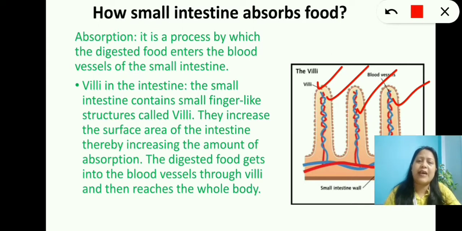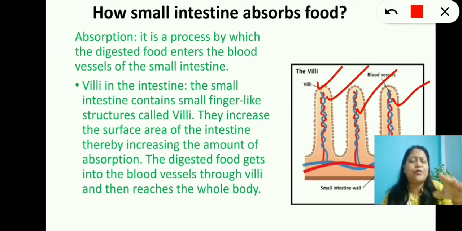So it plays a vital role. So villi we get in the small intestine, and the small intestine plays a vital role. It increases the surface area of absorption. As a result, absorption is more, as it increases the surface area of absorption.